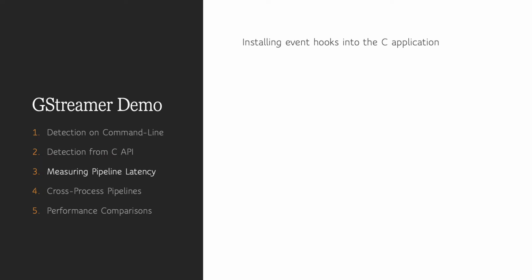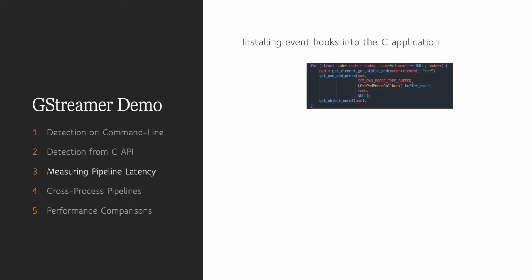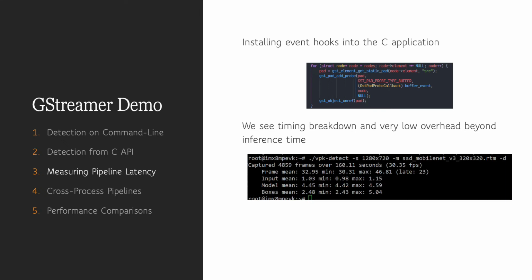Now, pipeline latency can be measured by capturing timestamps at each step of the pipeline. In this example, we measured this through a GStreamer pad probe, where each buffer event on the elements along the pipeline goes into a buffer event callback, which records the time. Here we show that output in text form with a MobileNet SSD example.